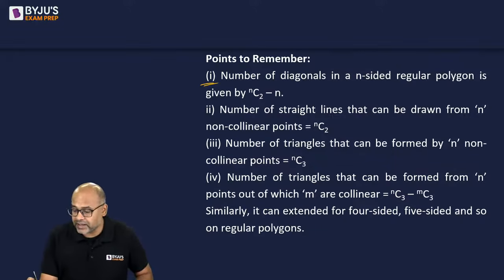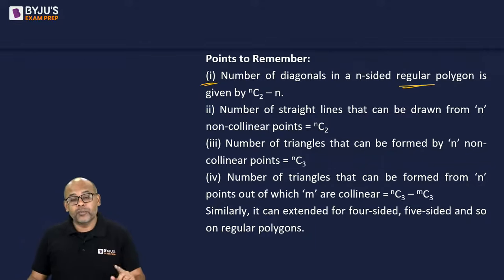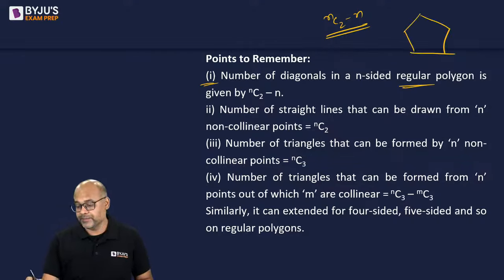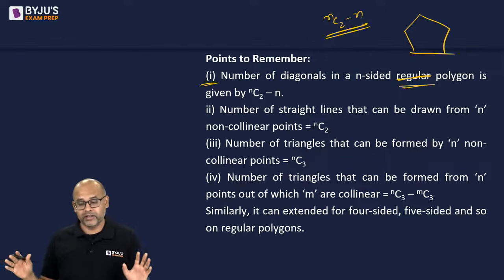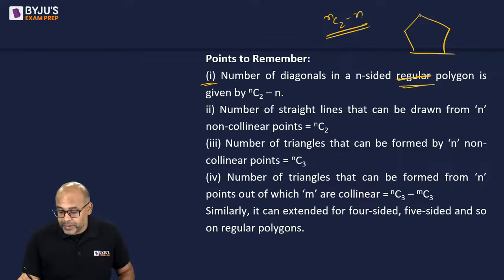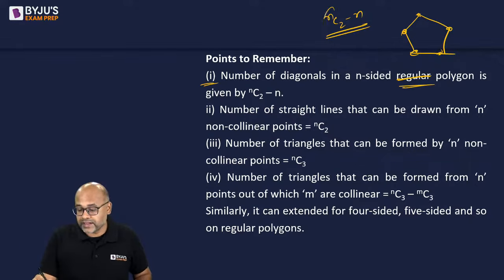Whether it's regular or not doesn't matter, an n-sided polygon. Now the formula for this is basically nC2 minus n. The logic is very, very simple. It doesn't have to be regular, any convex polygon with n sides has n vertices or n points. So the funda is very simple. Any 2 points you take, you will get a line. So the number of lines is nC2.